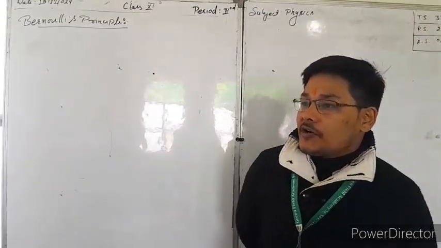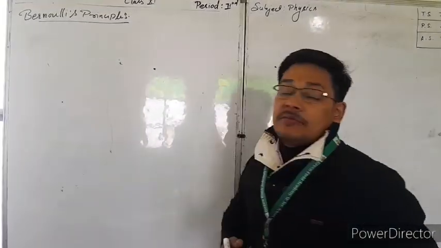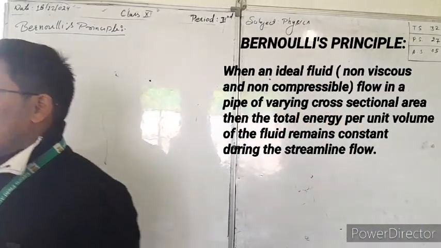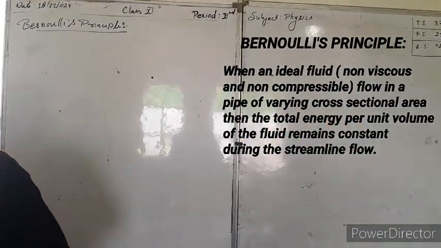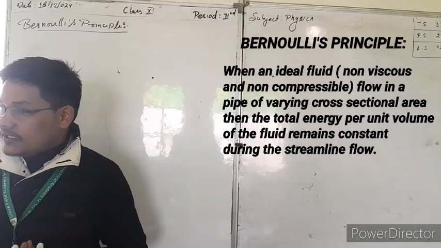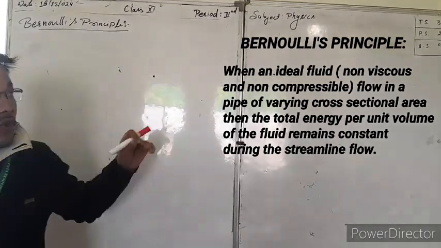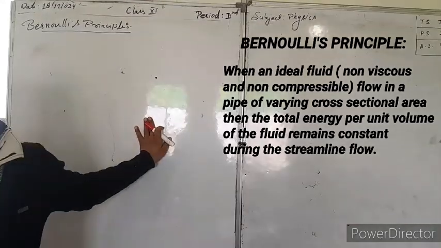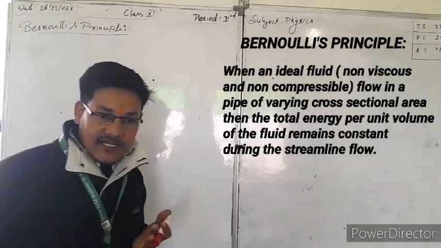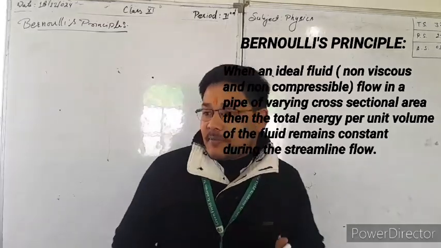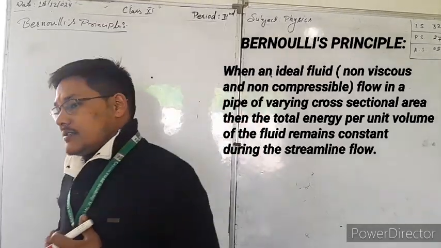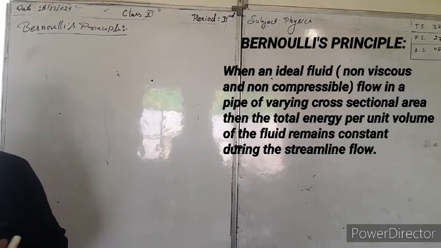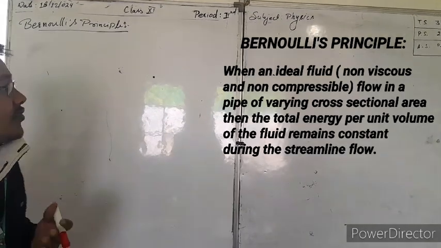We have discussed Bernoulli's principle. What is the statement of Bernoulli's principle? When an ideal fluid flows in a pipe of varying cross-sectional area, then the total energy of the fluid at any point remains constant. Total energy means pressure energy plus kinetic energy plus potential energy. Is that clear? Yes, sir. But the condition is that the fluid should be in streamline flow.